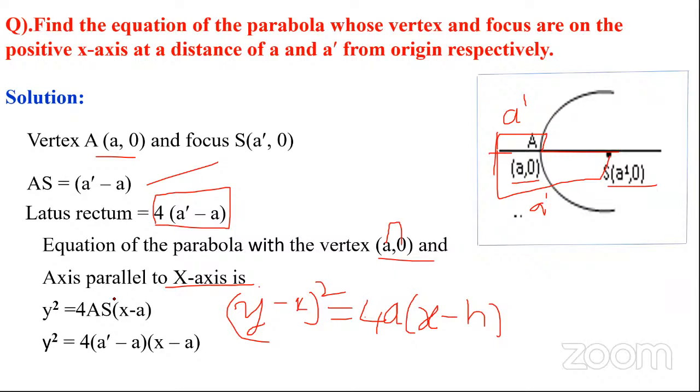Just substitute here, then you will get y square equals 4a. This total value, 4a, is the length of the latus rectum. So substituting, y square equals 4 times (a dash minus a) times (x minus a). This is the required equation for the given question. Okay.